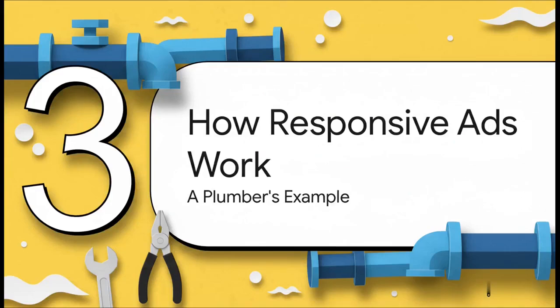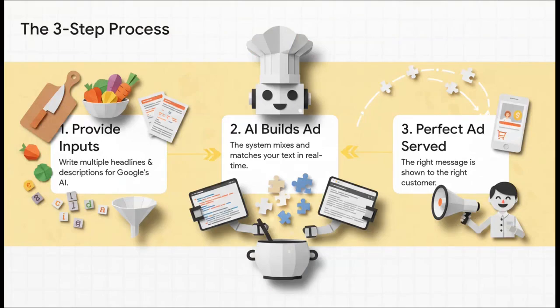Okay, so theory is one thing. Let's make this real and see how it actually works in practice. We'll stick with our plumber example. It's a really simple 3-step process. First, you provide the ingredients. That's your job. Second, Google's AI, the chef, starts mixing and matching in real time. And third, the perfect ad gets served up to exactly the right customer at exactly the right moment.